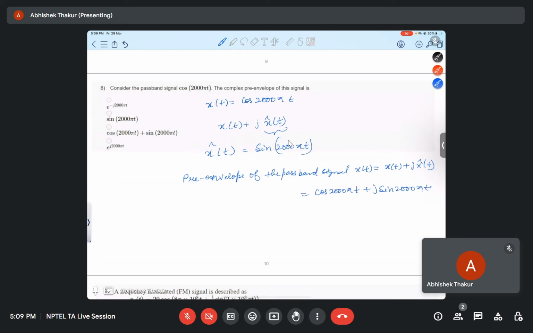So we can write this as a complex term e to the j 2000 pi t. Like anything, we can write e to the power of j theta as cos theta plus j sine theta. So this is similar to this term. Here you can see theta is 2000 pi, so we can simply write this as e to the power of j 2000 pi t. Now from the given options, the correct answer is option D, that is e to the power of j 2000 pi t.